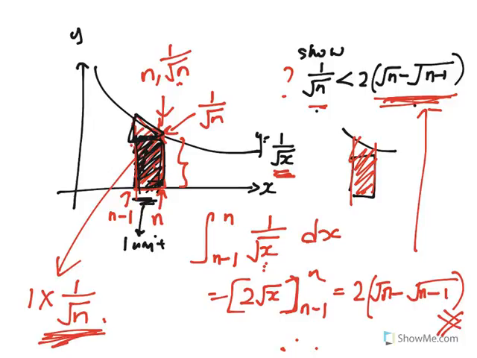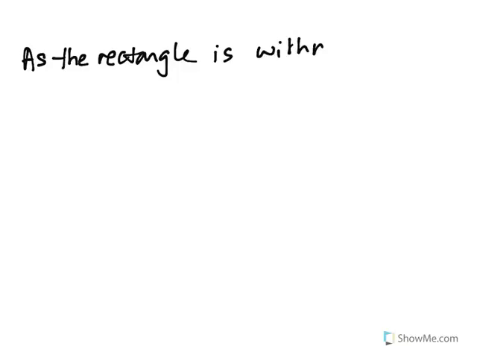So how do we present that? All we need to do is just say that as the rectangle is an underestimate, or you can say it's within the area of the curve.